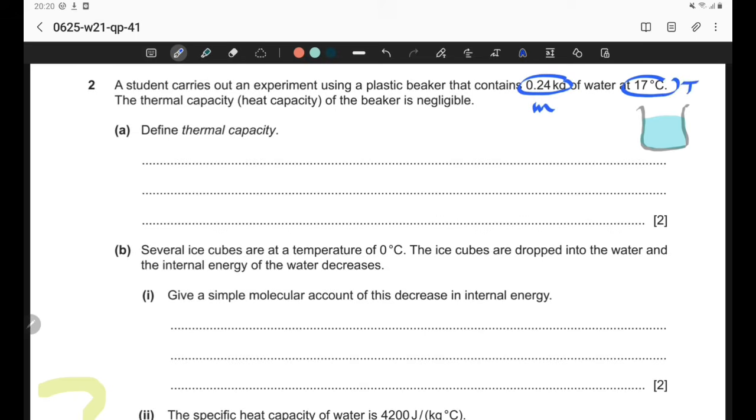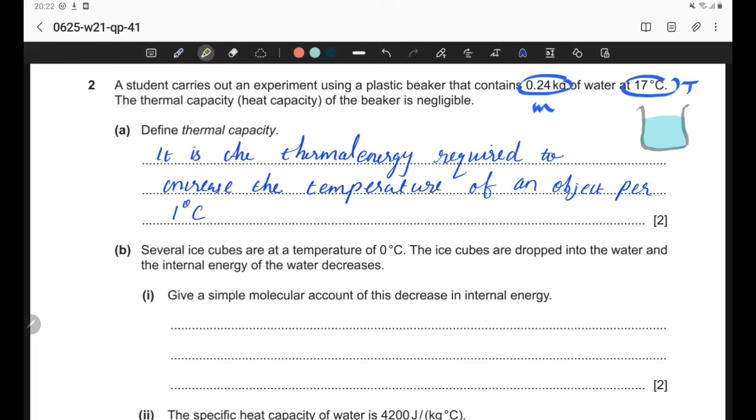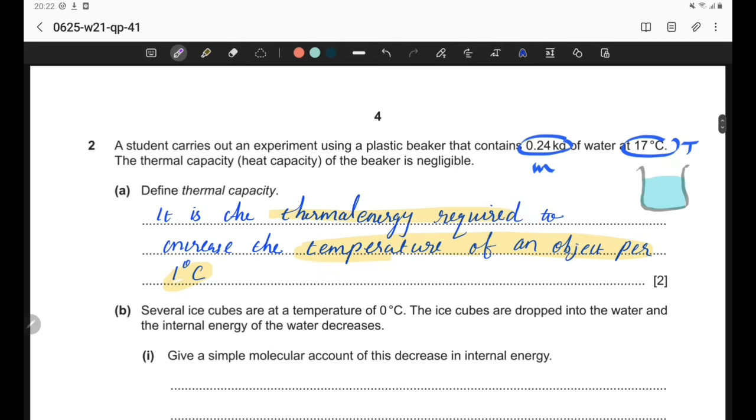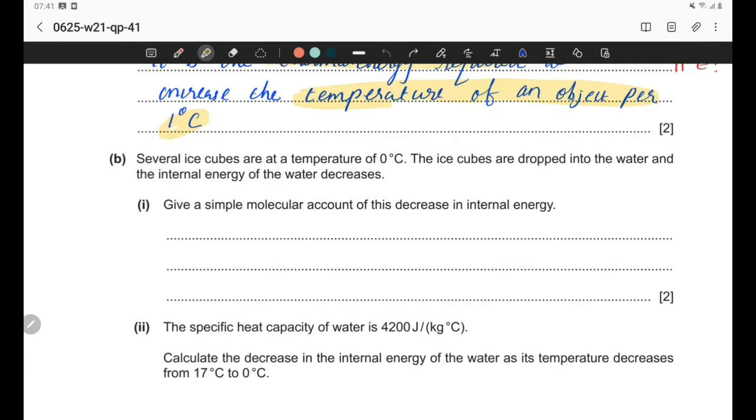So this definition you need to memorize. Thermal energy required to increase the temperature of an object by 1 degree Celsius. That means here in this particular example we have a beaker where the temperature of the water is 17 degrees Celsius. In order to increase its temperature by 1 degree Celsius to 18 degrees Celsius, how much energy we have to supply? How much thermal energy we have to supply? That is known as thermal capacity or heat capacity.